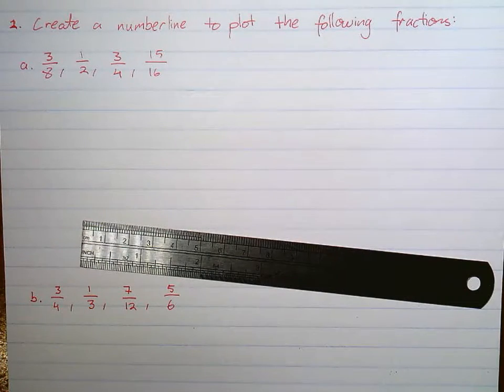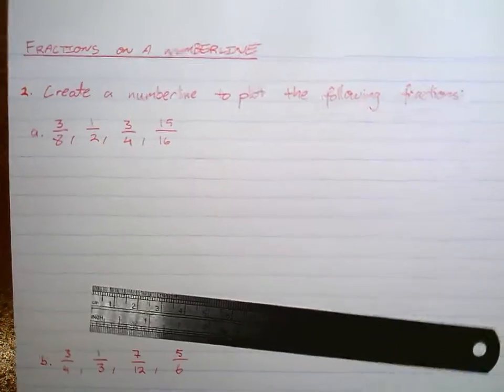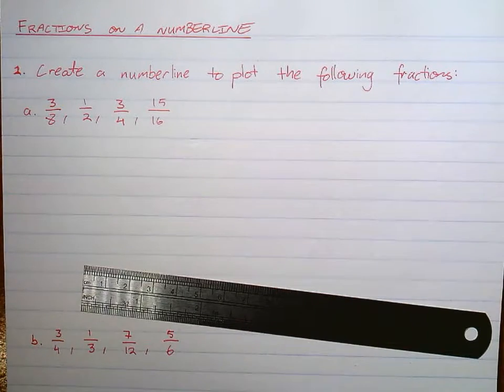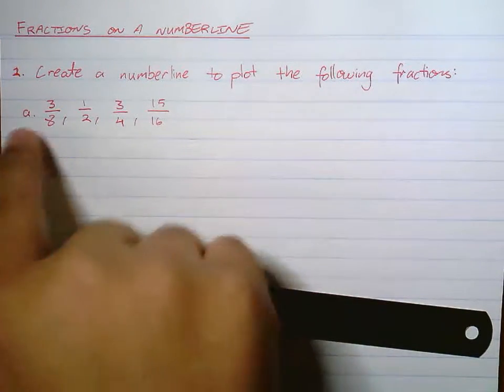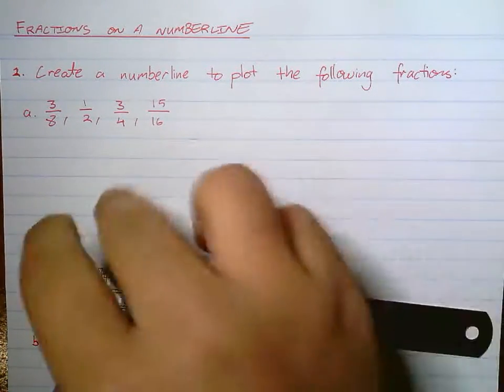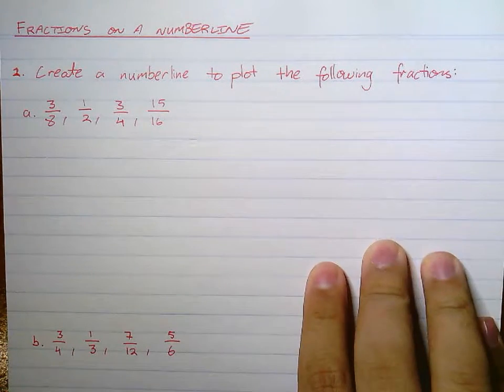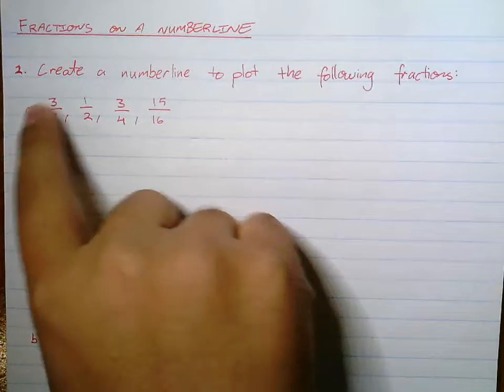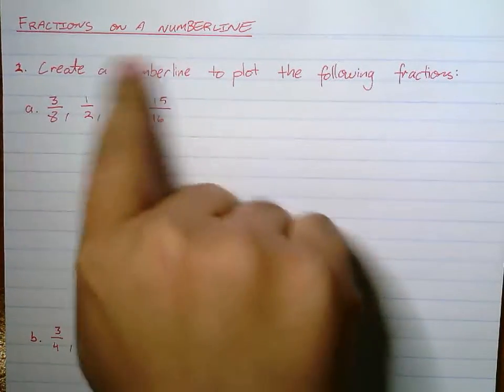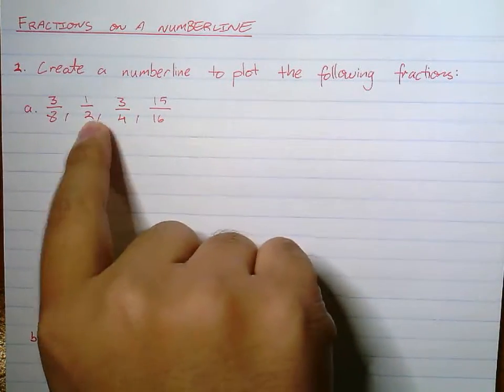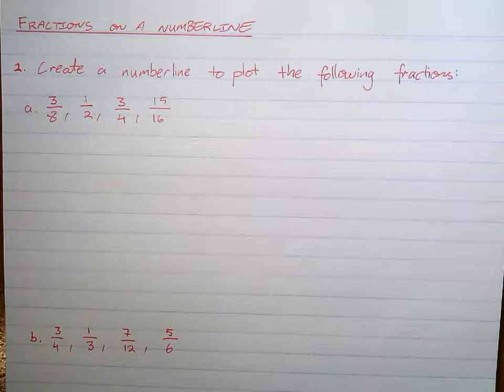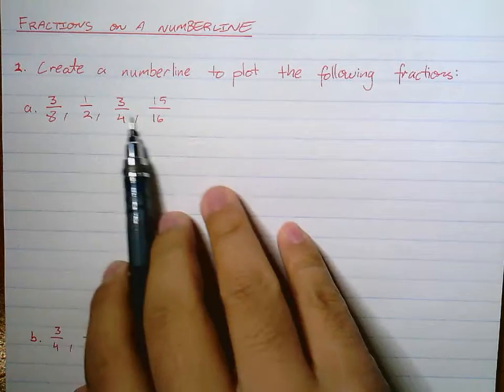Hello class, this is a video tutorial on fractions on a number line, and in this video we're going to look at how to place numbers properly onto a number line. So far we don't have a number line because we need to first figure out the common denominators between these numbers here. Let's begin. Let's find the lowest common multiple between all four numbers here.